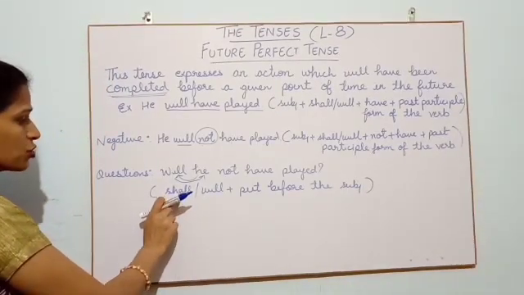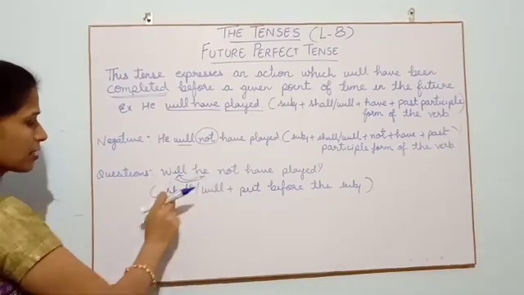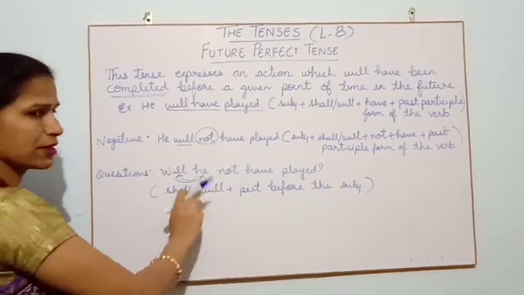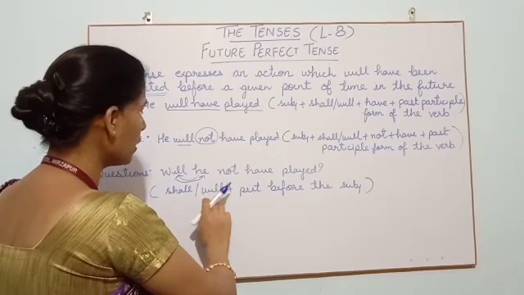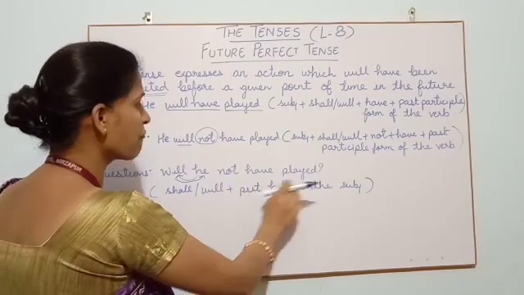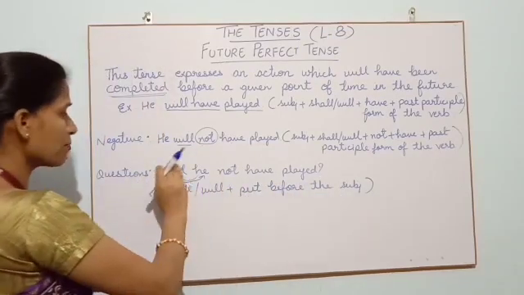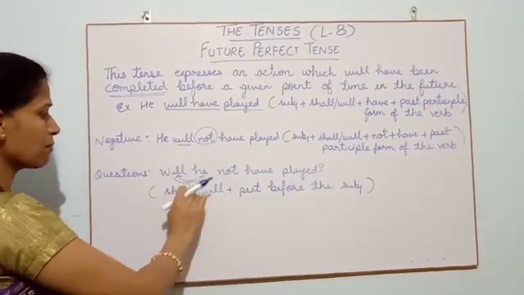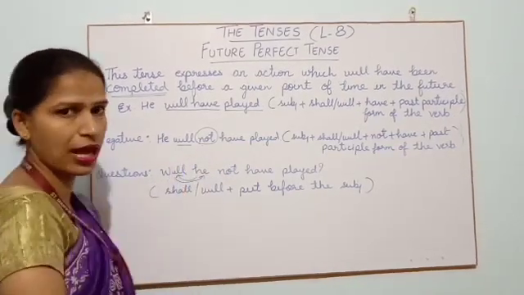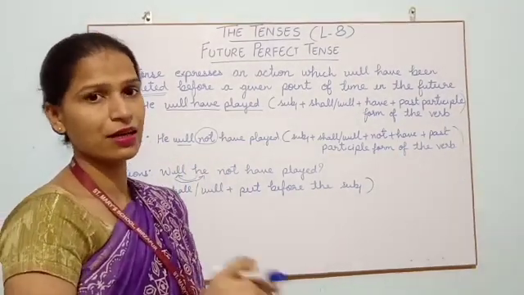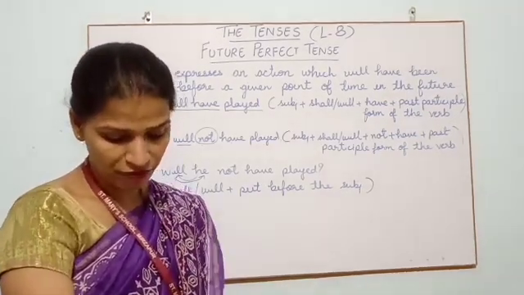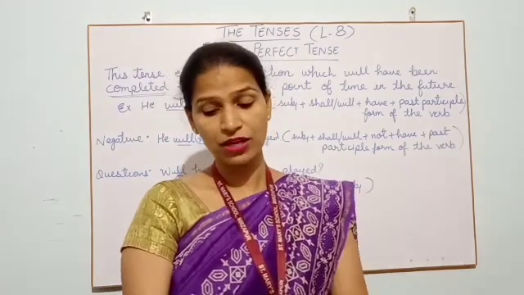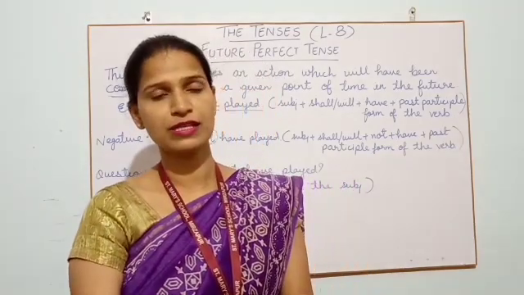We can even use shall with it. If it is in the sentence, we would have used shall. That depends on the sentence we are using. Remember, will and shall are added before the subject. Subject will go in the second position and before that we will add shall and will to make it a question. This is all about your future perfect tense, and we have also seen future continuous tense.